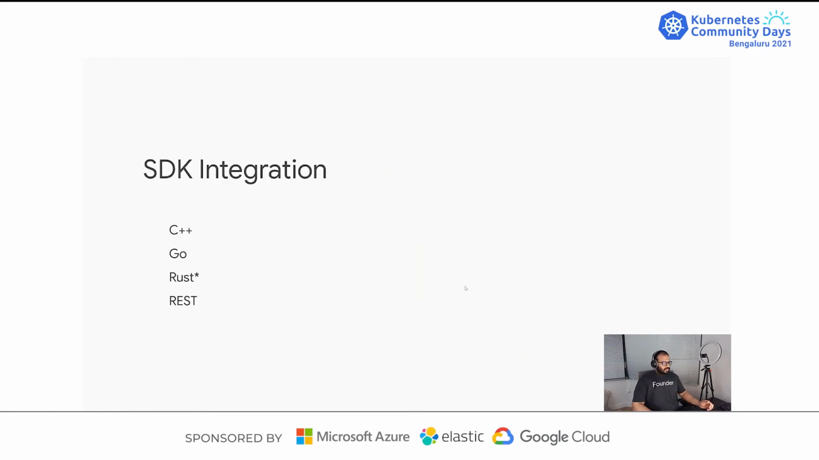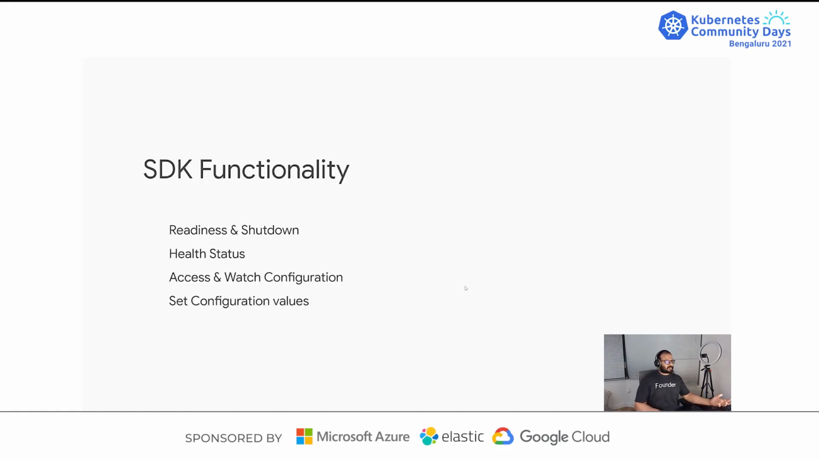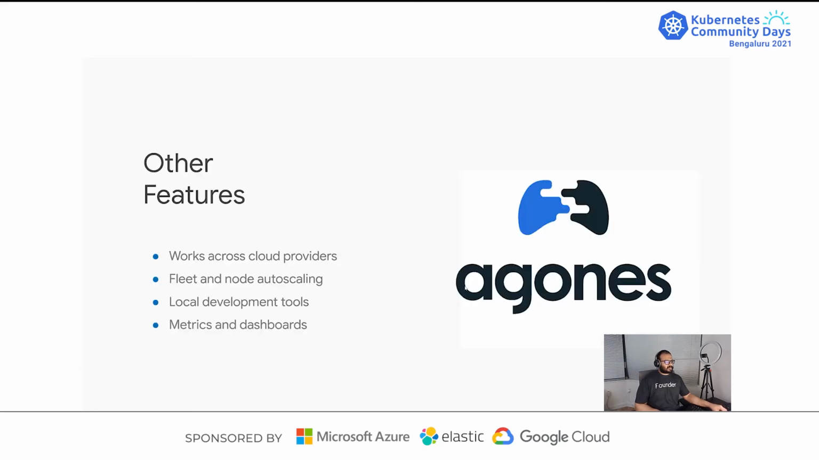So now, the inherent advantages: Agones comes with SDK integration, where you can integrate with Agones for readiness and shutdown health status, and you can also set configurable values. So you can build a game which has more functionality and can work with Agones. The SDK is readily available, and the other feature is that you can work with multiple cloud providers. Agones runs on multiple clouds.